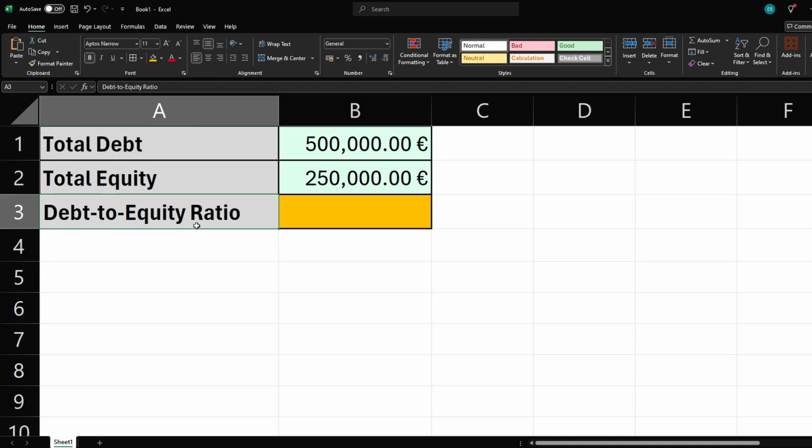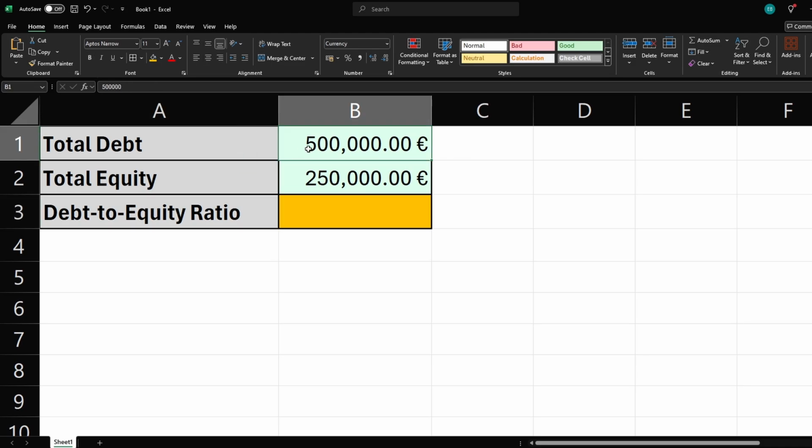The debt-to-equity ratio is a measure of a company's financial leverage. It shows the proportion of debt used to finance the company's assets relative to the shareholders' equity. Let's walk through an example.